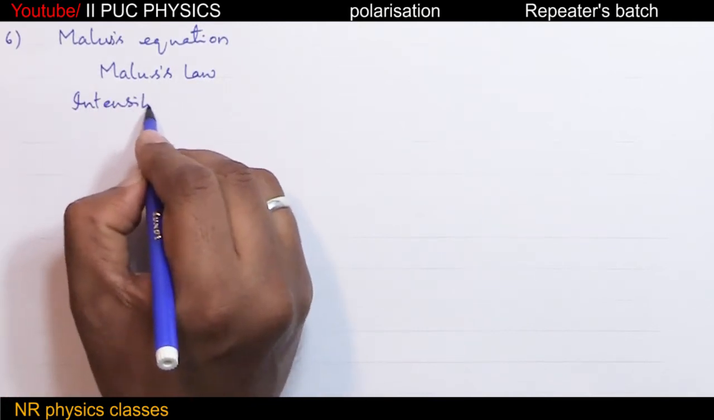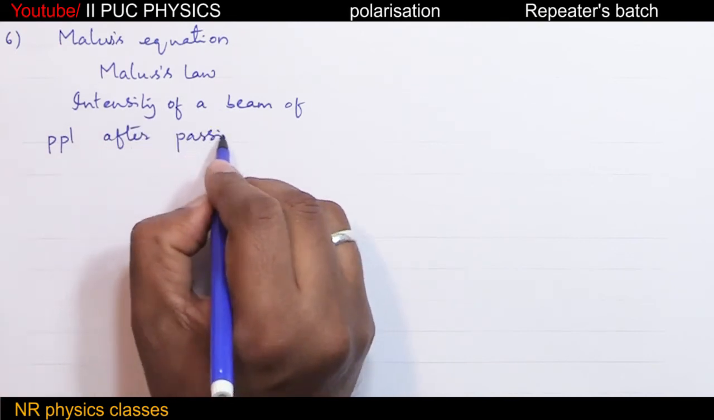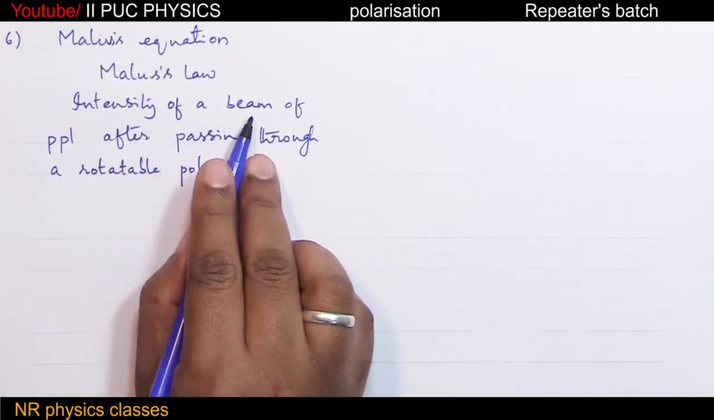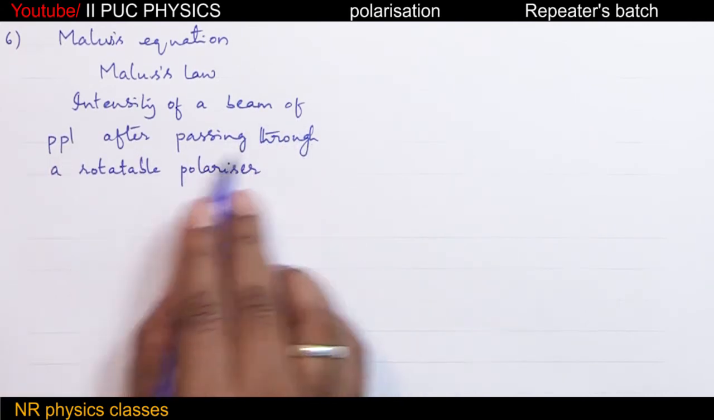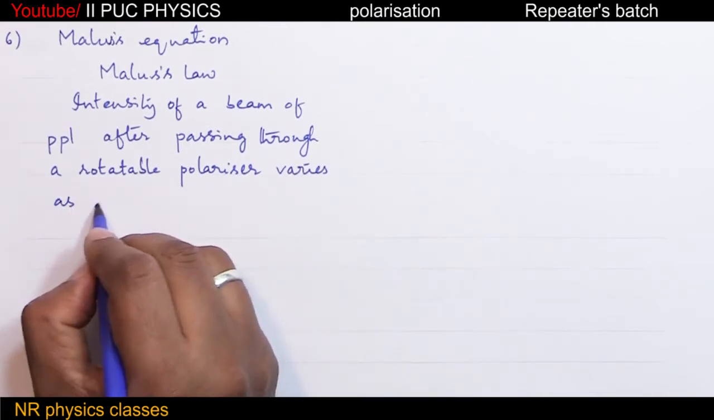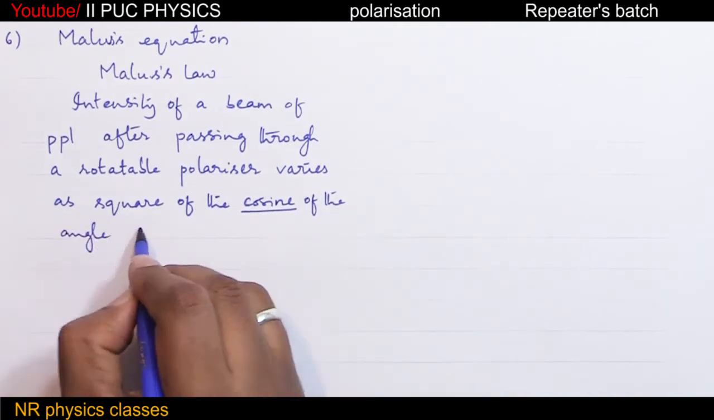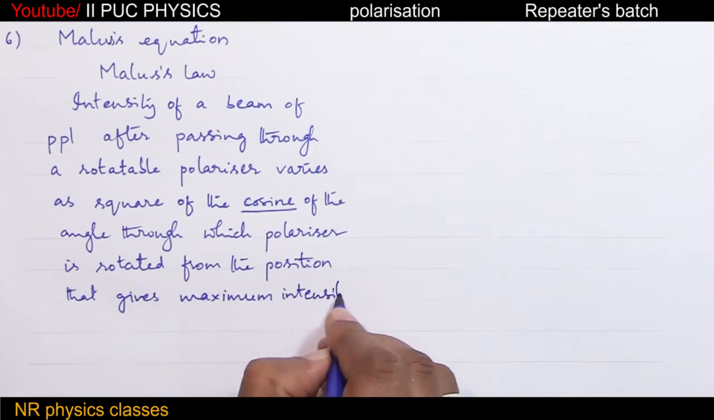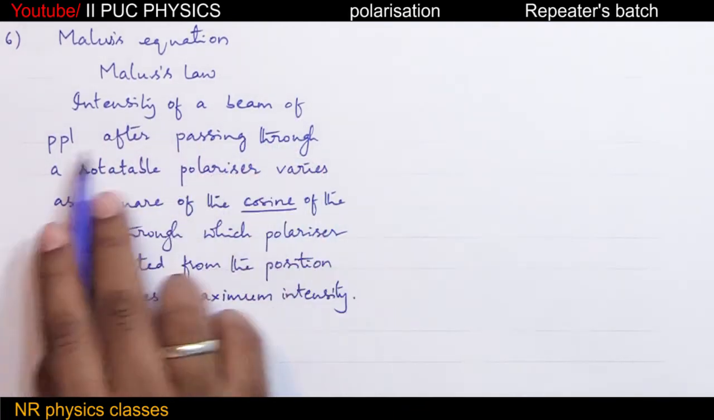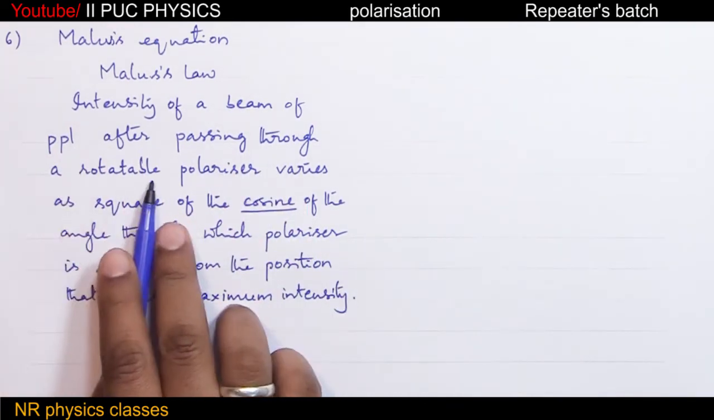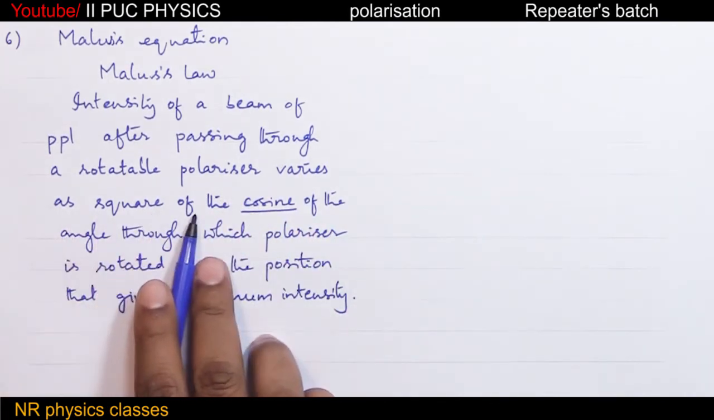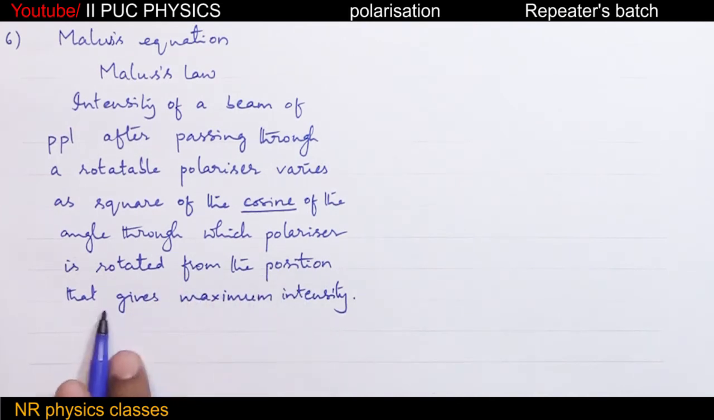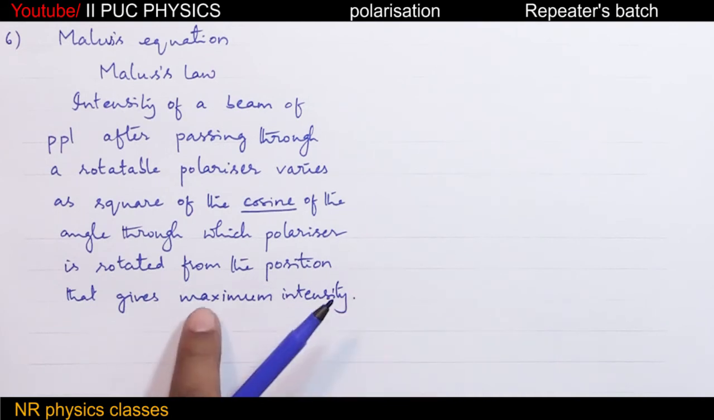This statement says the intensity of a beam of plane polarized light after passing through a rotatable polarizer varies as the square of the cosine of the angle through which the polarizer is rotated from the position that gives maximum intensity. I'll explain this. After explanation, this statement becomes easy.